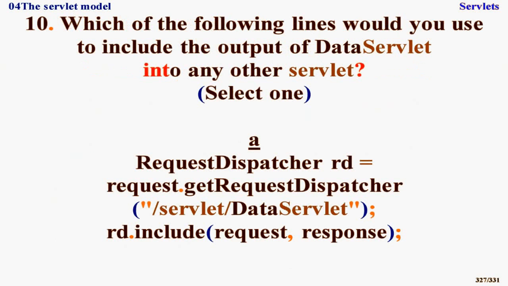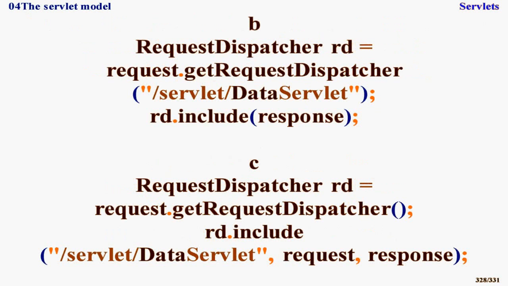10. Which of the following lines would you use to include the output of DataServlet into any other servlet? Select 1. A. RequestDispatcher rd = request.getRequestDispatcher("servlet.DataServlet"); rd.include(request, response). B. RequestDispatcher rd = request.getRequestDispatcher("servlet.DataServlet"); rd.include(response). C. RequestDispatcher rd = request.getRequestDispatcher(); rd.include("servlet.DataServlet", request, response).